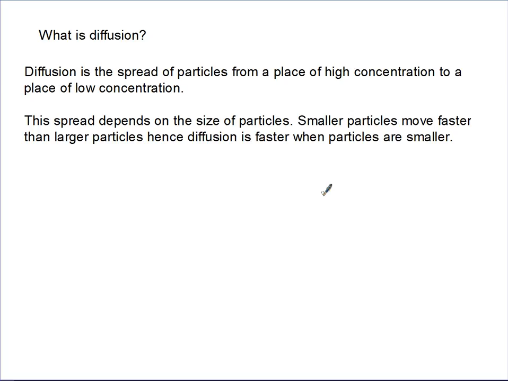Now, how fast the spread will move depends on the size of the particles. If the particles are very large, they are going to move very slowly. But if the particles are very, very small, they are going to move extremely fast. So diffusion is the spread, but the particle size also determines how fast the spread is going to take place.